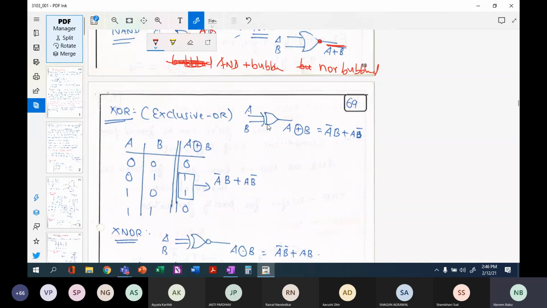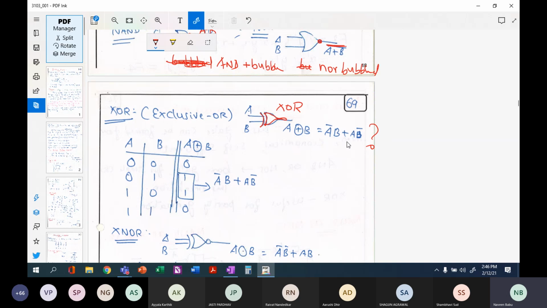So what is the gate symbol? The gate symbol is you have an OR and then you have one more OR, which is nothing but XOR, right? What is the expression for XOR? A XOR B is A bar B plus A B bar. And how did you get this expression?